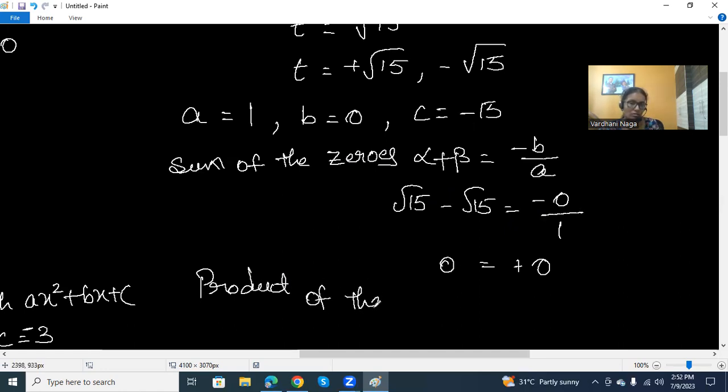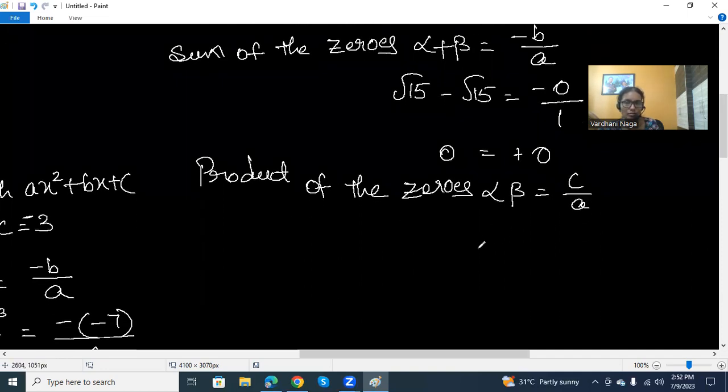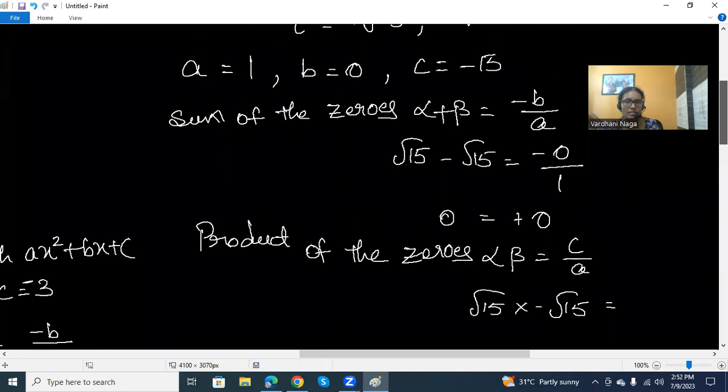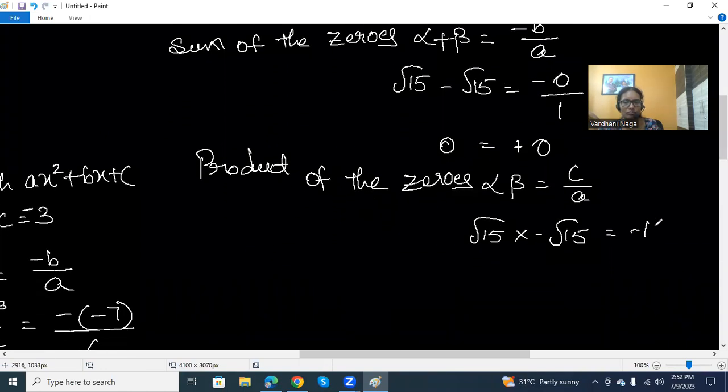Product of the zeros. Alpha beta is equal to C by A. Alpha and beta are root 15 into minus root 15, is equal to the C value, minus 15. So minus root 15 whole square. Square and root get cancelled. So minus 15 equal to minus 15. Hence verified.